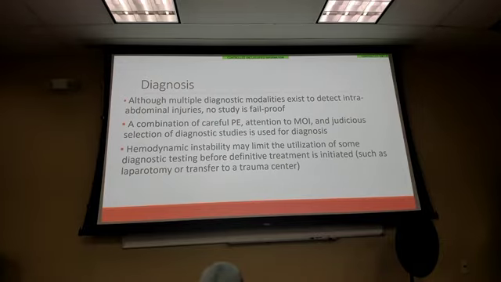All right, how are we diagnosing all these? We have all kinds of different tools we can use. None of them are 100%, so our best tool is going to be a combination. What's the MOI? What do we see on our physical exam? Usually we're doing a FAST exam during our primary survey, which can be helpful if we see any free fluid. And any hemodynamic instability without other causes, we're going to assume there's some sort of intraperitoneal bleeding and they need to go straight to the operating room.